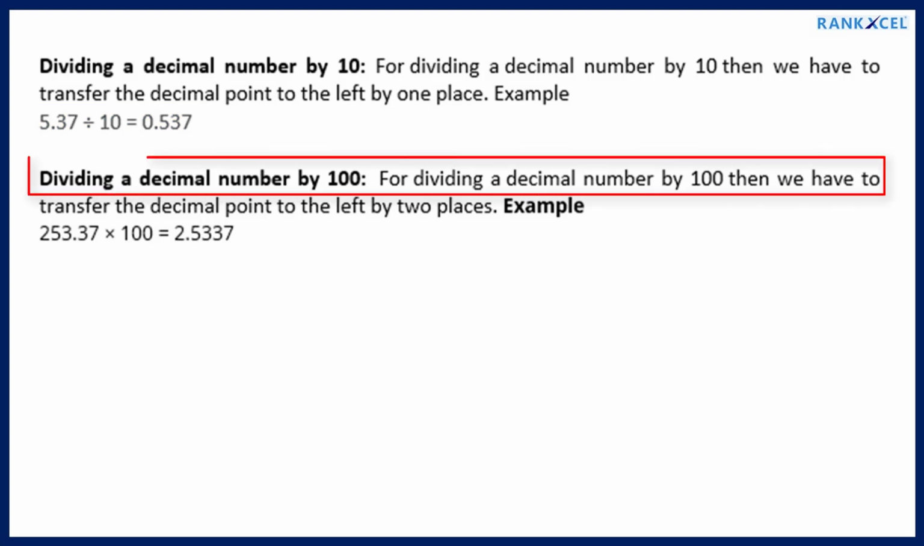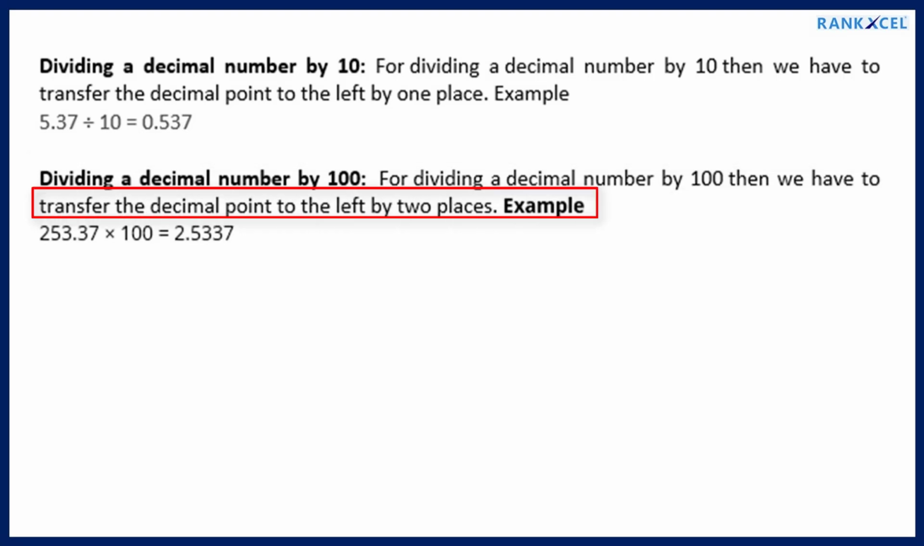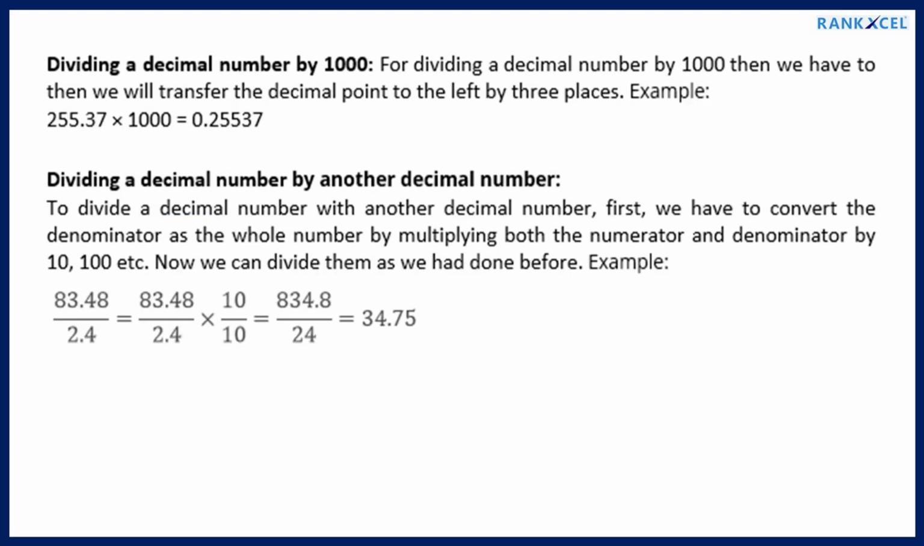Dividing a decimal number by 100. For dividing a decimal number by 100, we have to transfer the decimal point to the left by two places. Example. 253.37 divided by 100 equals 2.5337.